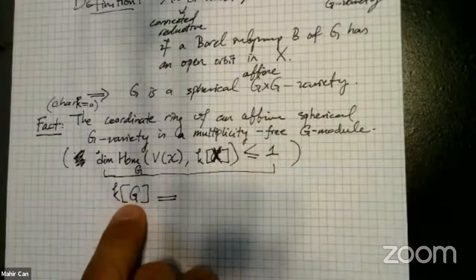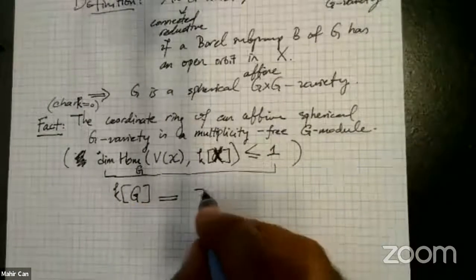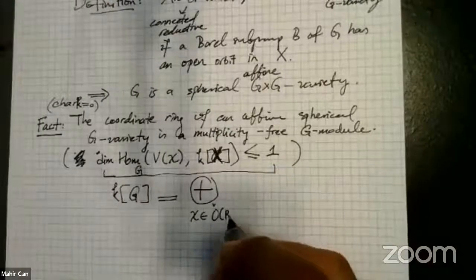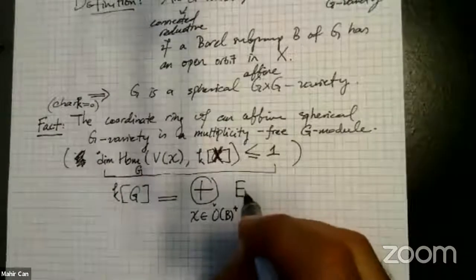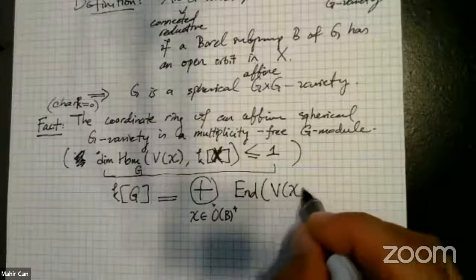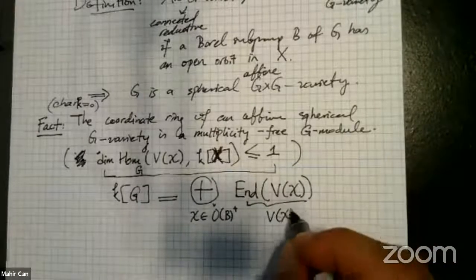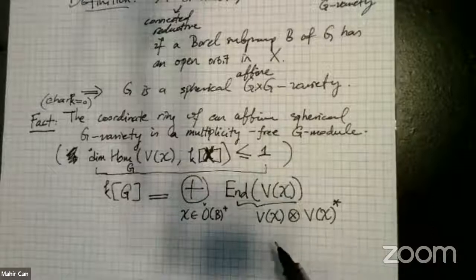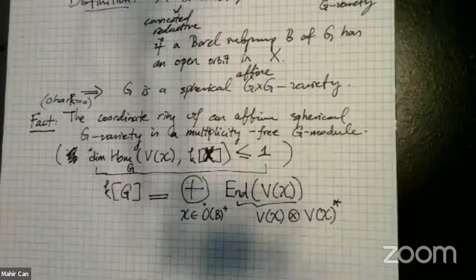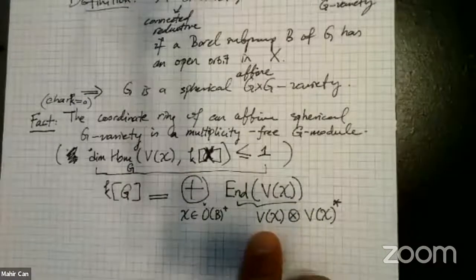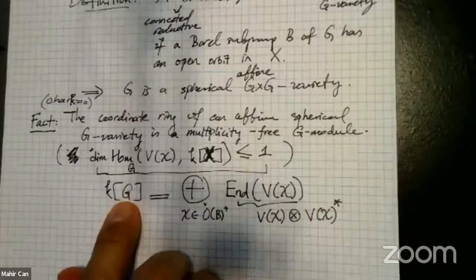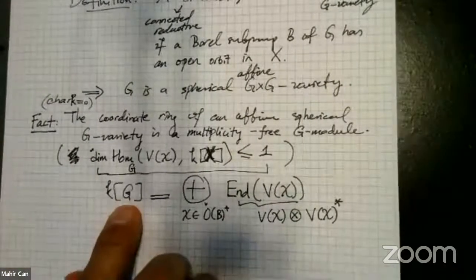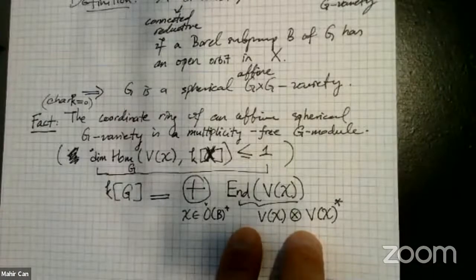Okay. So for instance, for our reductive group G, we have this picture. Of course, this is nothing but the tensor product of this representation, V tensor V dual, and V tensor V dual is the homomorphisms from V to V. So this is that. This is the decomposition of the coordinate ring of an affine algebraic group into G cross G representations.